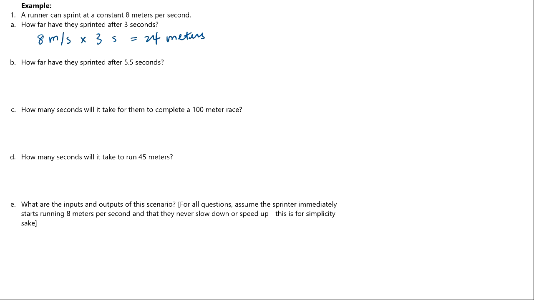And now for part B, if we want to find how far have they sprinted after 5.5 seconds, because time can be any length over here. If they have done 5.5 seconds, then we would do the same process and multiply the 8 meter per second speed by 5.5 seconds over here. And as a result, we would actually get 44 meters.